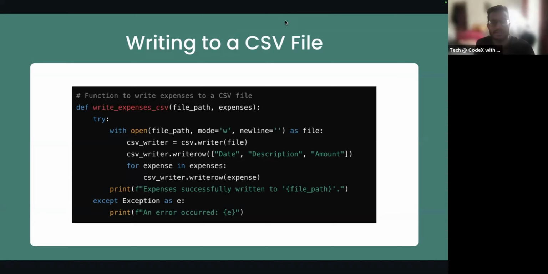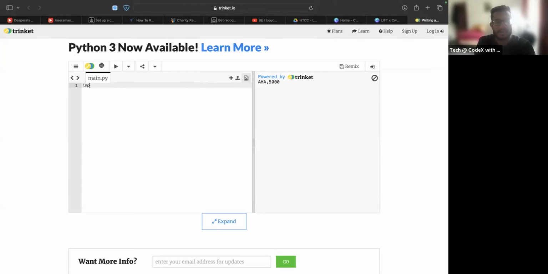So the first thing we're going to do, that wasn't on there, is we're going to import CSV. This allows us to work with CSVs. So all we do is write import CSV. I'm running it, so nothing should happen. All right, so the next thing we need to do.